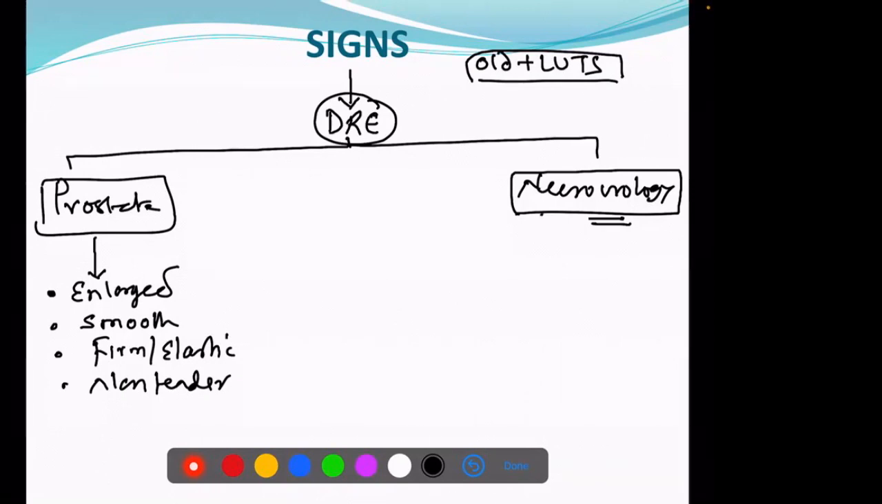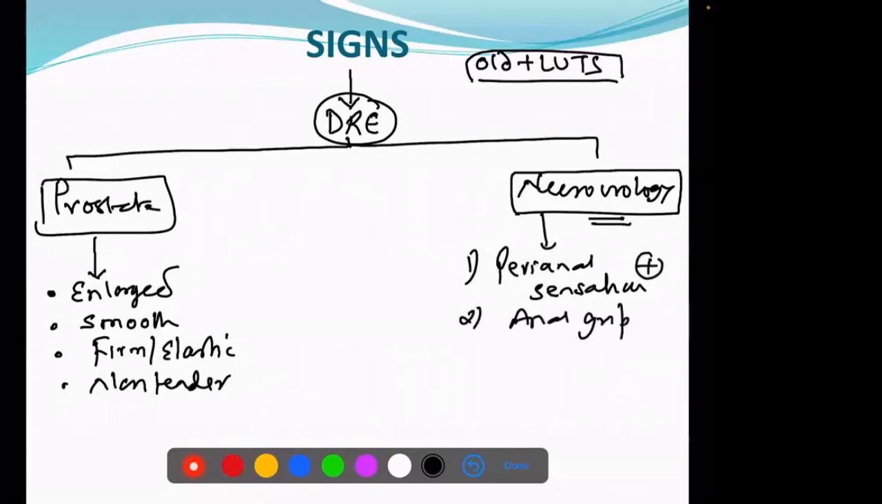In neurological status, what do we do? We take the perianal sensation. That is, we check the sensation of the anus. If the patient says, yes, I can feel it, then it is okay, right? Anal grip. We put a finger inside the anus and wait for a while. The sphincter of the anus grips your finger. That is, the muscle tone is good. Okay, that means the nerve supply is okay.